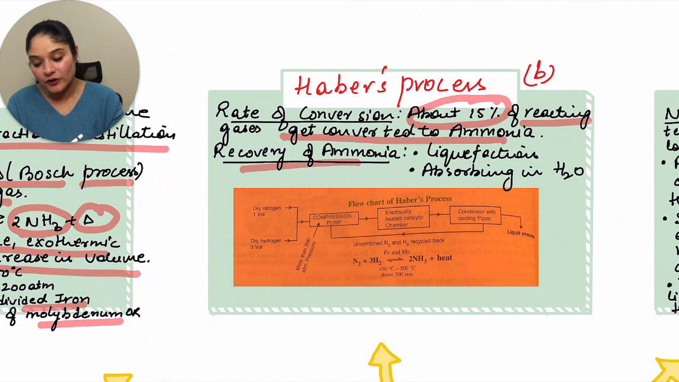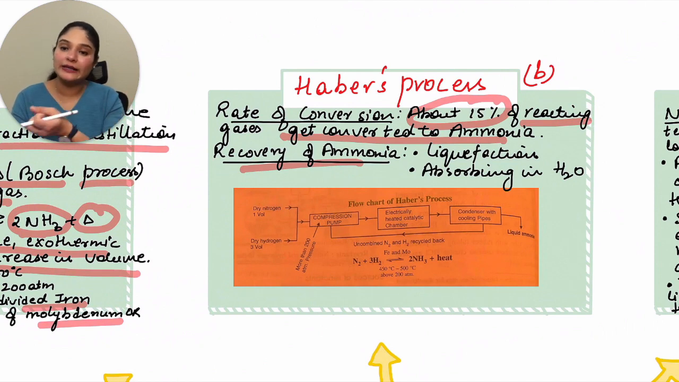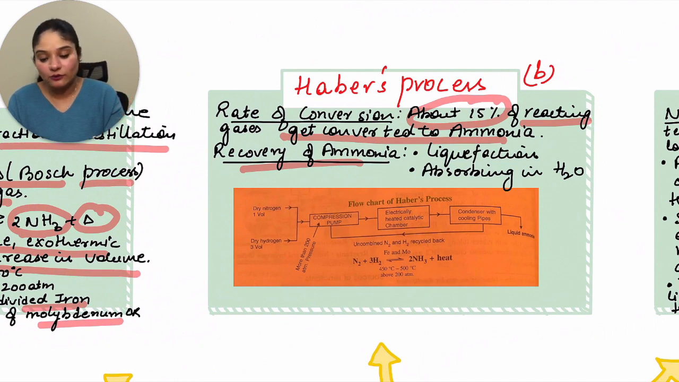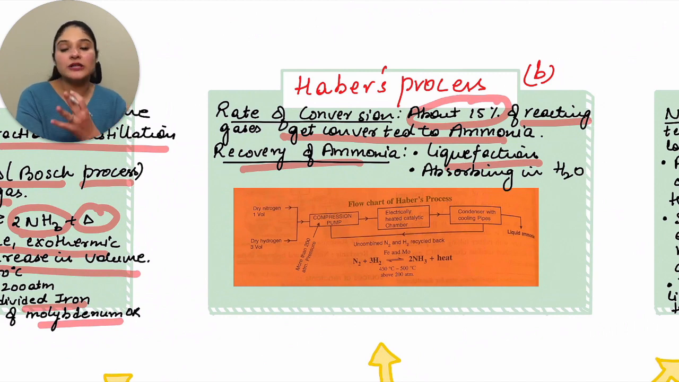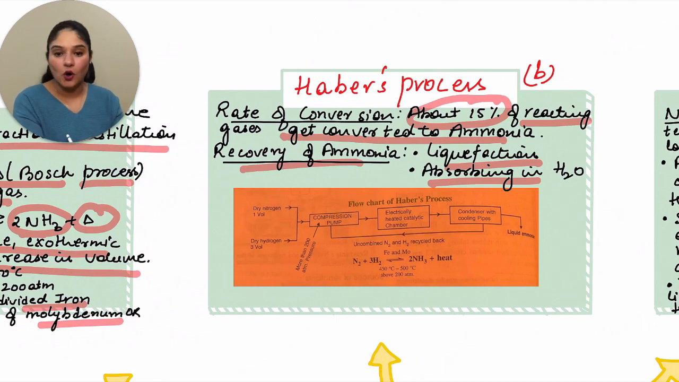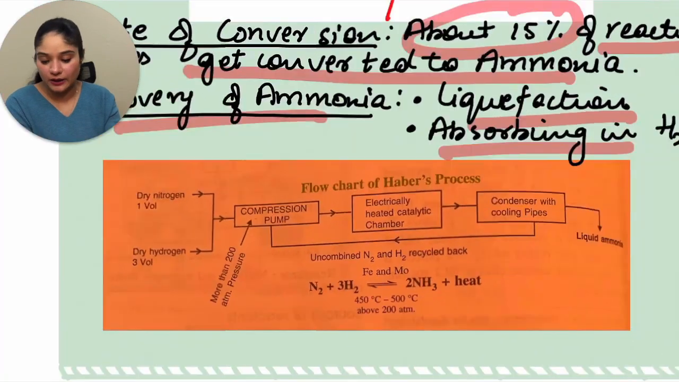Now, recovery of ammonia. When the reaction happens, at the end you get ammonia gas, and all three gases are mixed together. So how do you get ammonia out of it? That is liquefaction. Why? Because hydrogen and nitrogen are not easily liquefied. So when you put in more pressure and try to liquefy, ammonia is easily able to come out. The second method is absorbing in water, because ammonia is highly soluble in water, whereas hydrogen and nitrogen are not. Now let's look at the process of Haber's quickly on the screen.